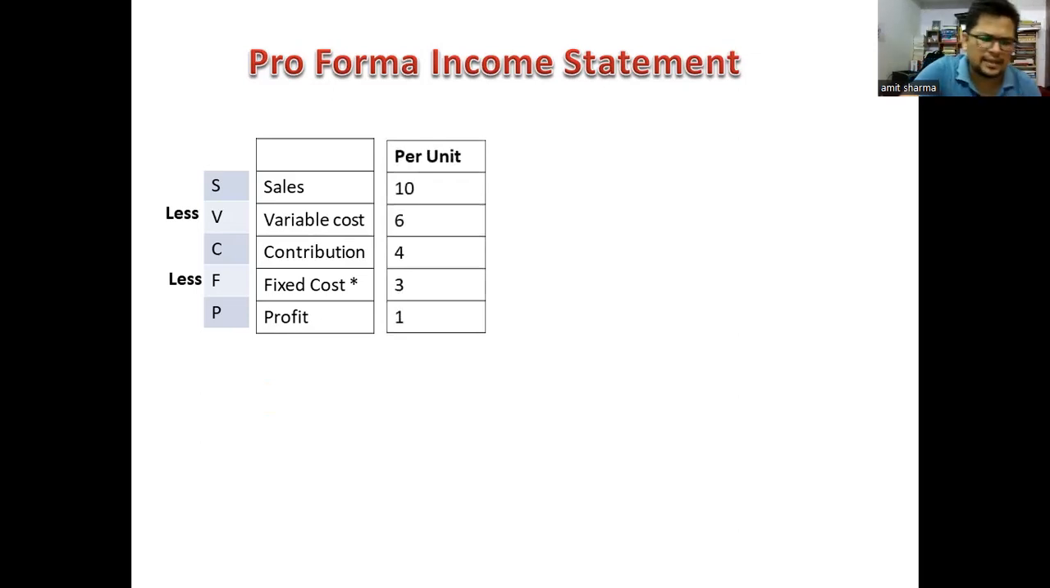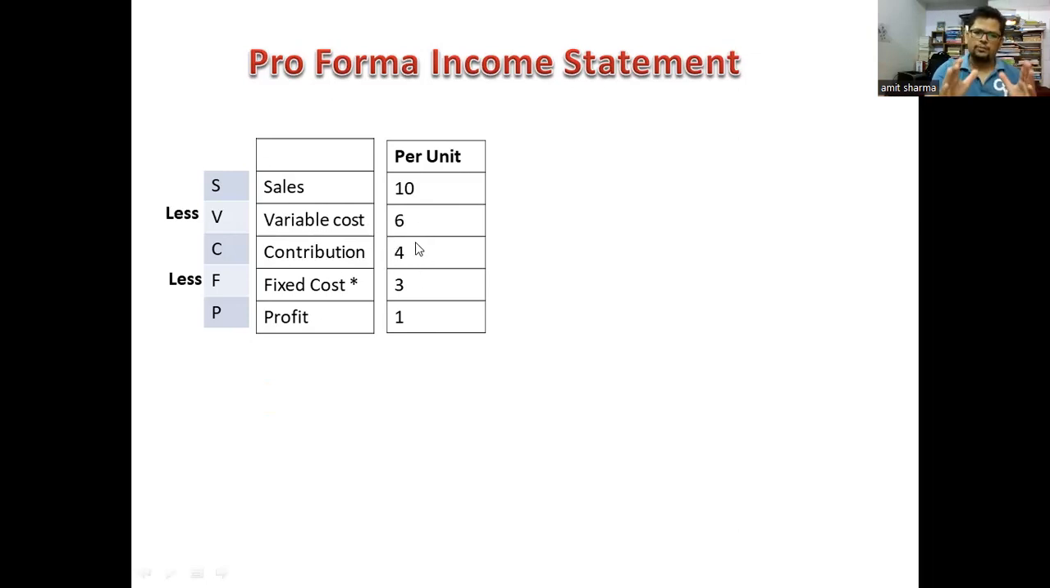Let's see this example, calculated on a per unit basis. The sales amount is ₹10, the variable cost is ₹6, so we can easily calculate the contribution, which is ₹4. The fixed cost is ₹3 per unit, and the profit is ₹1.